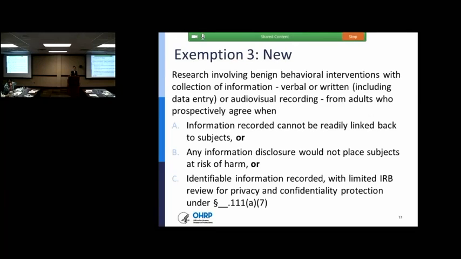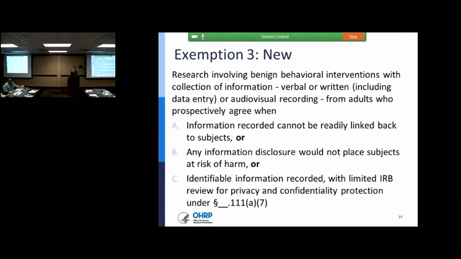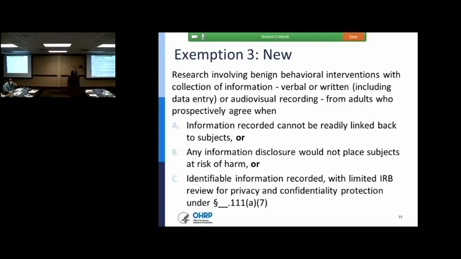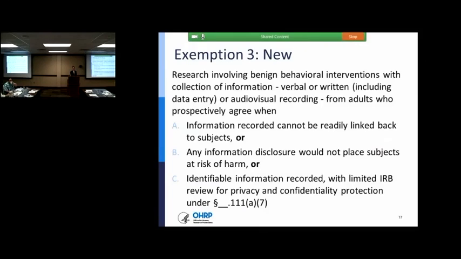I would add just briefly to that as well, the 2 words in the initial description that are also important that I'd like to highlight are prospectively agree. In this case, the adults who are the subjects here, it's actually written in here that they have agreed ahead of time. So they'll know that this is going on. So that's also something that's kind of a new tweak thrown in there.